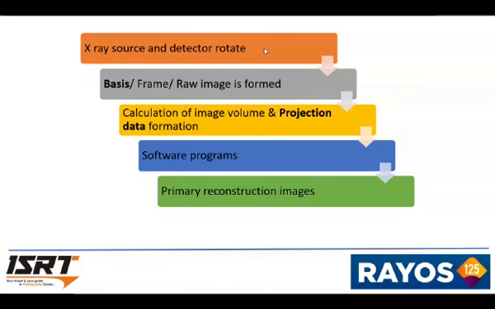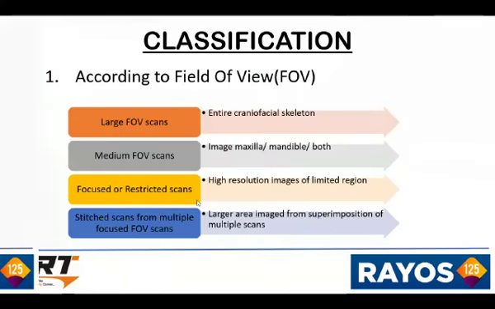The X-ray source and the detector rotate, and basis frames or images are formed. Then comes calculation of the image volume or projection data formation, and a software program performs primary reconstruction of the image.